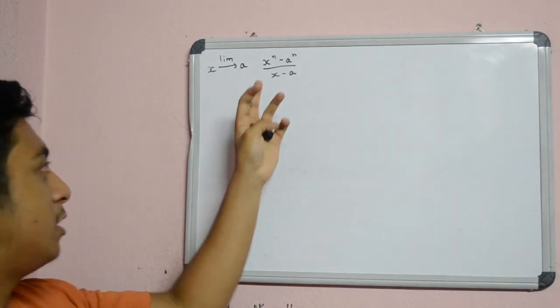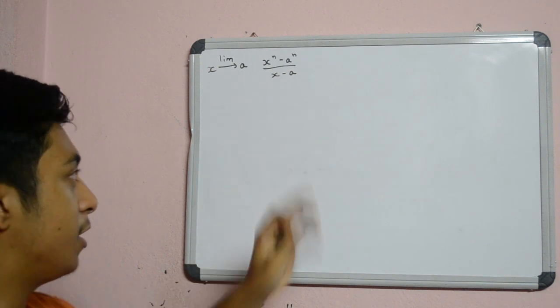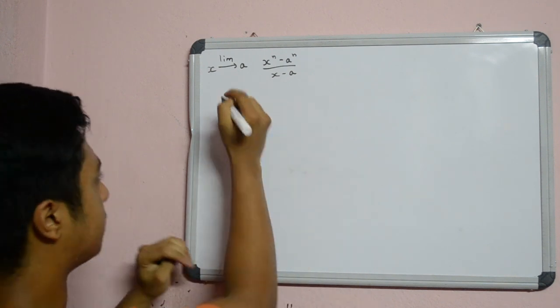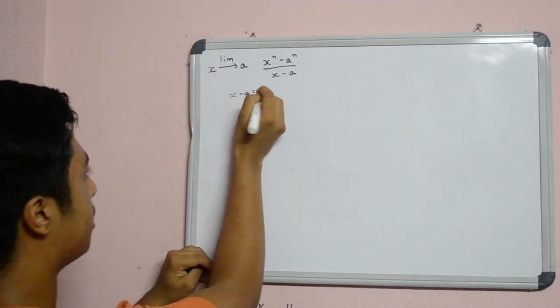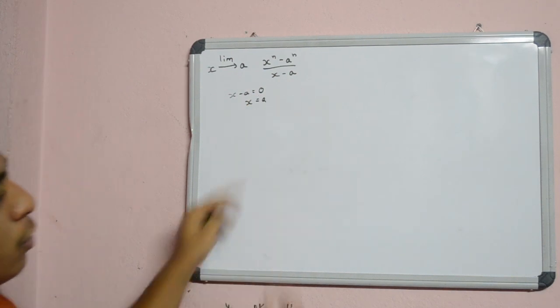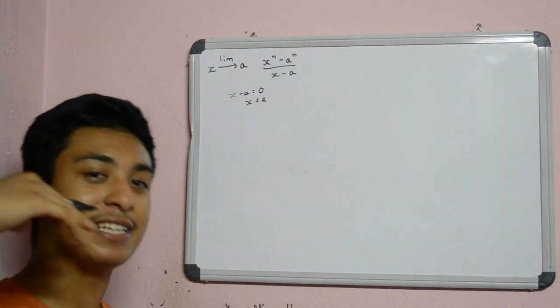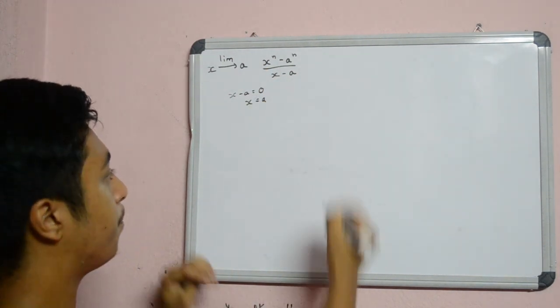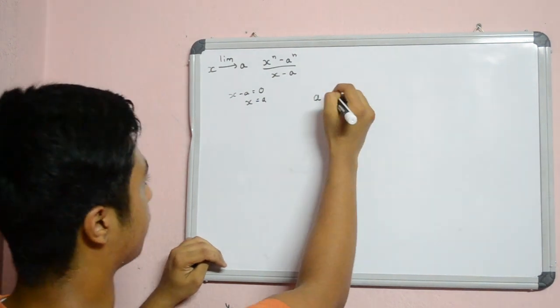Now we see in the denominator we have x minus a. So what I'm going to do is write x minus a equals 0 and I have x equals a. We're not going to put it here. We're doing synthetic division, let's not forget that. So I'm going to put this a over here.